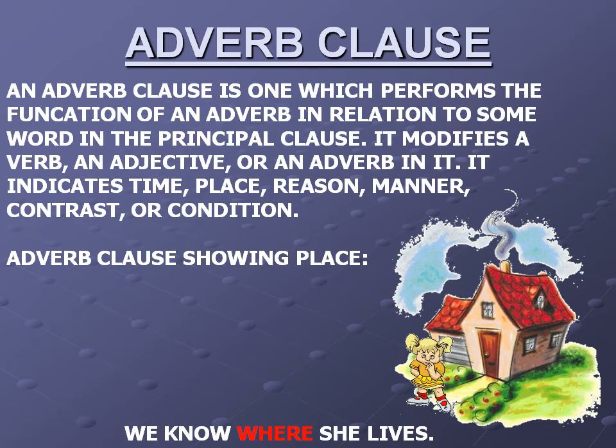Adverb clause. An adverb clause is one which performs the function of an adverb in relation to some word in the principal clause. It modifies a verb, an adjective, or an adverb in it. It indicates time, place, reason, manner, contrast, or condition. Adverb clause showing place. We know where she lives. Here, in this example, where she lives is an adverb clause.